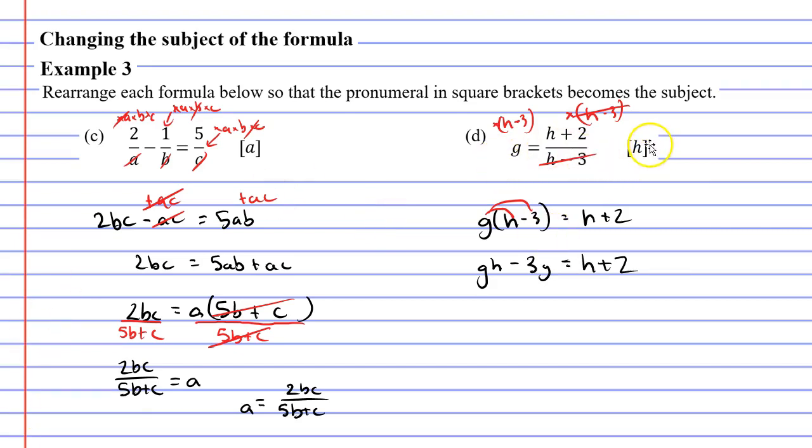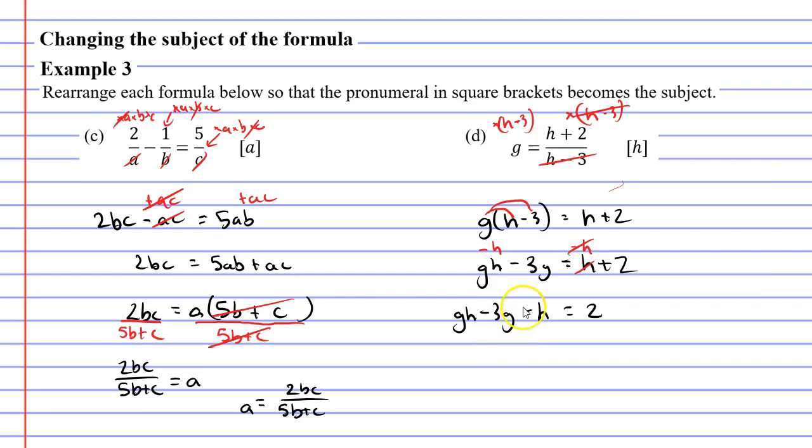Now, because we want h to be the subject of the formula, we're looking for all terms with an h on them. We want them on one side of the equal sign and everything else on the other side. So what I'm going to do first is subtract h on both sides. That's going to cancel the h on the right, leaving me with 2 on the right-hand side. What am I going to have on the left-hand side? Well, I've got gh minus 3g minus h.